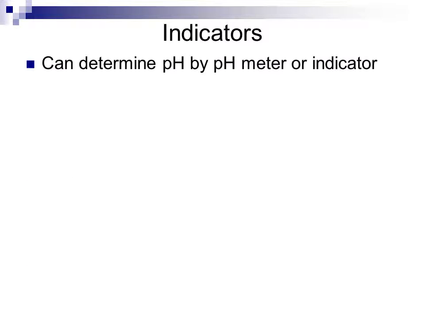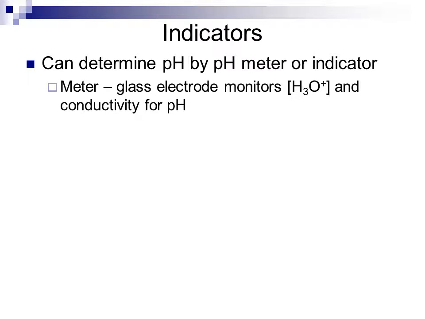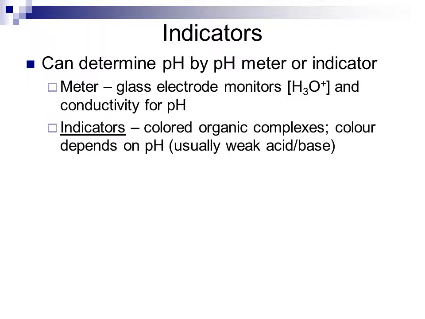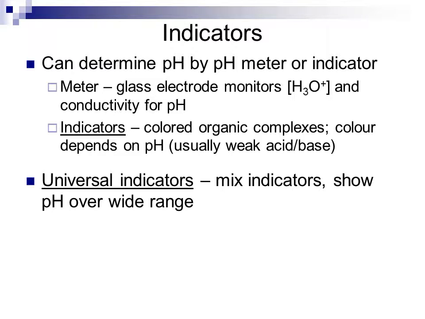Indicators are substances which can determine pH and pOH. We can determine either by the use of a pH meter or an indicator. A pH meter is a glass electrode which monitors hydronium concentration and conductivity, giving us a pH value. Indicators, on the other hand, tend to be colored organic complexes. The color of these complexes depends on pH. Usually these complexes are weak acids or weak bases.